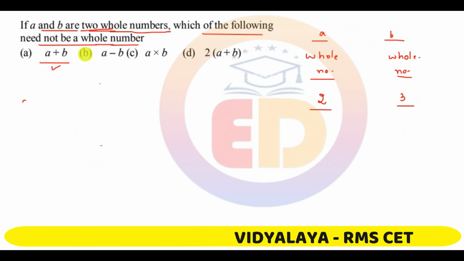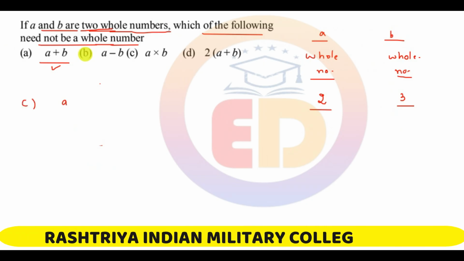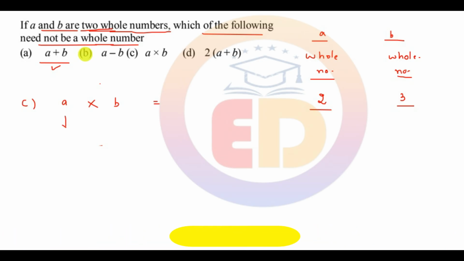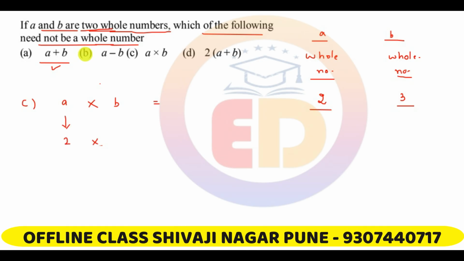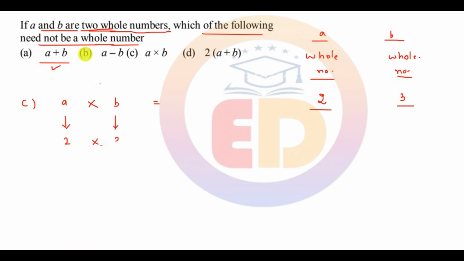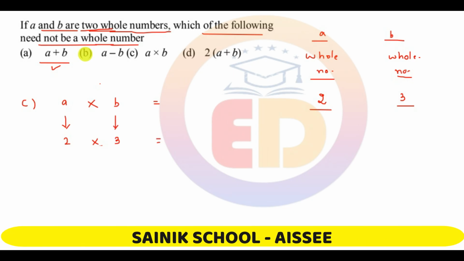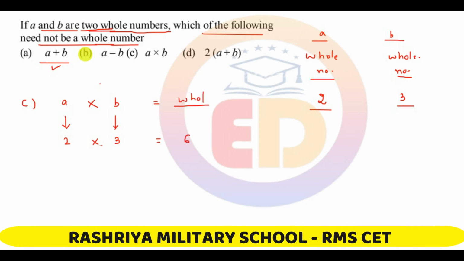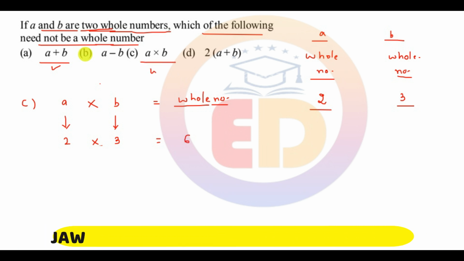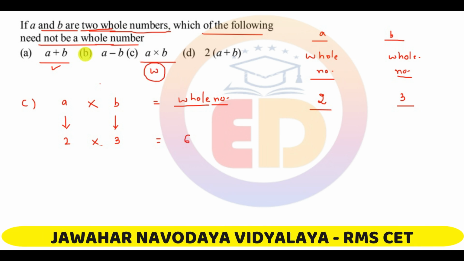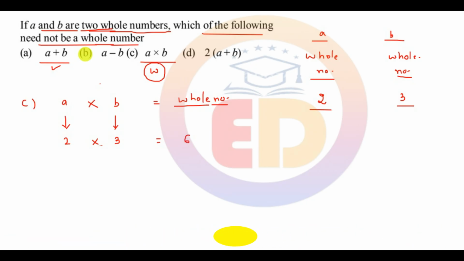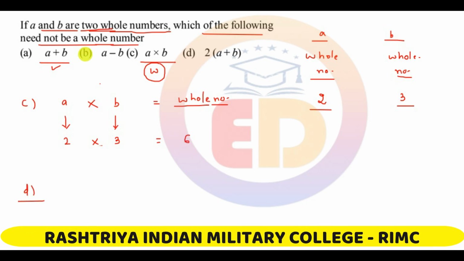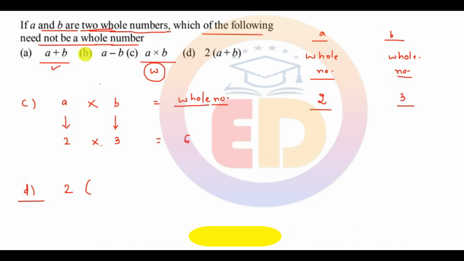Option number C, A multiplied by B. So our A is 2 multiplied B is 3. 2 into 3 is 6, which is also a whole number. So A multiplied by B is also giving me a whole number. Let us verify the fourth option D, 2 bracket A plus B.